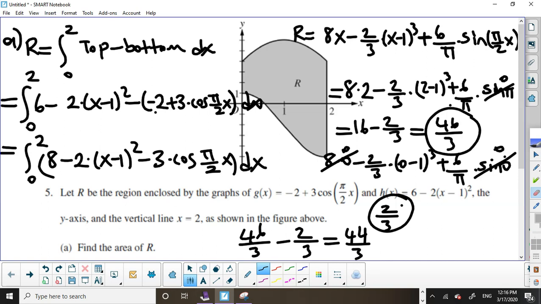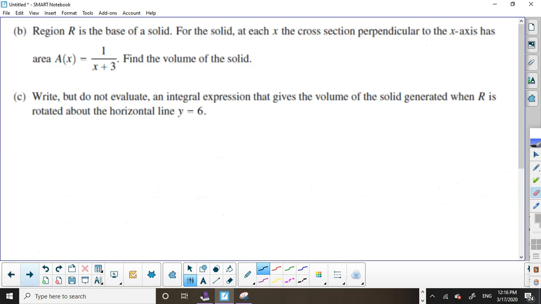Okay. So let's move on to part B. Part B says the region R is the base of a solid. For the solid, at each x, the cross-section perpendicular to the x-axis has area A of x equal to 1 over x plus 3. Find the volume. So, solution.